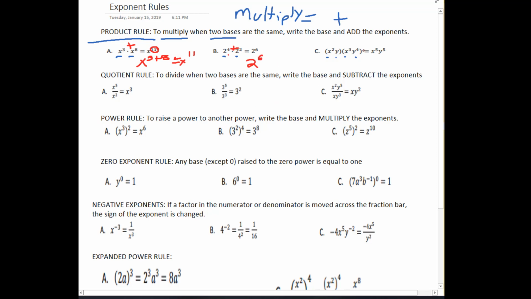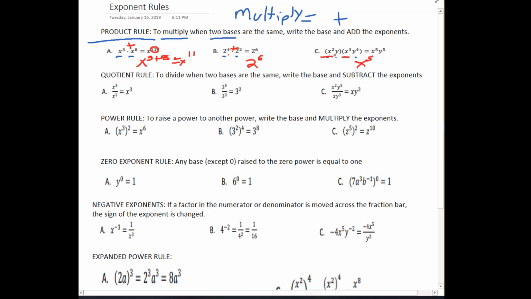This one, it's not complicated. Remember, let's separate what we have. We have an x squared here and an x to the third. Let's do that first. They're the same base, so we can add those together. We keep the base, which is x, and we add 2 and 3, which gives us 5.